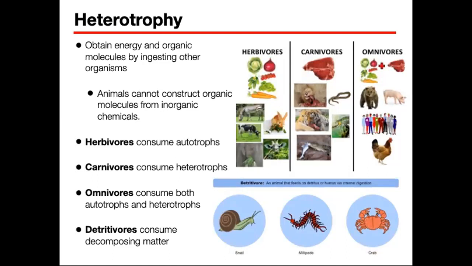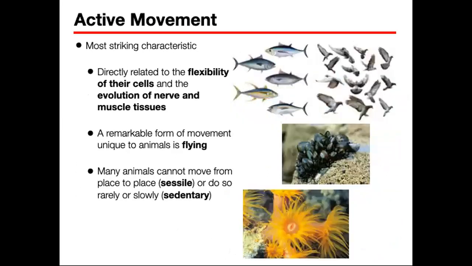Okay? And then, again, the most striking characteristic of animals would be active movement. And it's directly related to the flexibility of their cells compared to plants, no, because of the cellulose that imparts rigidity. Collagen is relatively more flexible, but it is, of course, durable, no? And this active movement can be traced down to the evolution of nerve and muscle tissues. Okay? Because specialized tissues have developed in our animals. And a remarkable form of movement that's unique to animals would be flying.